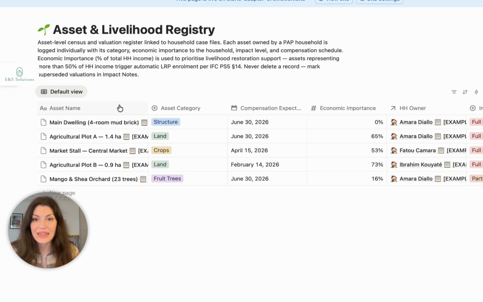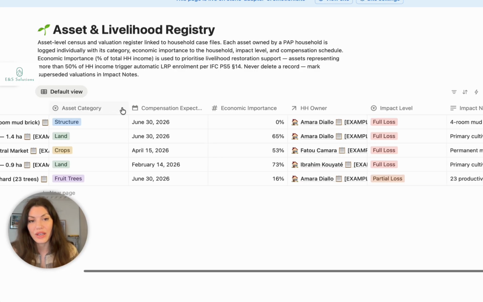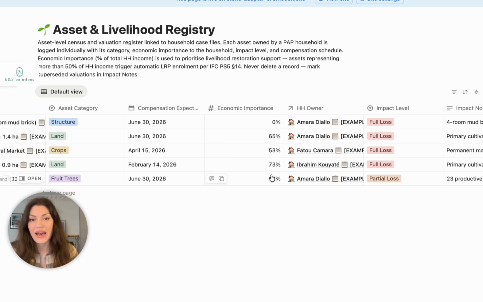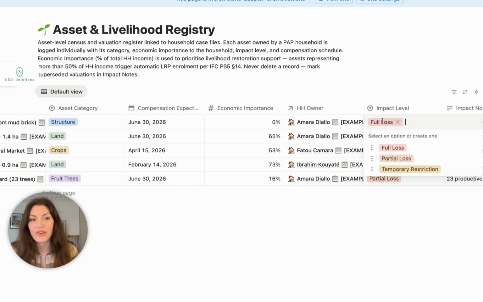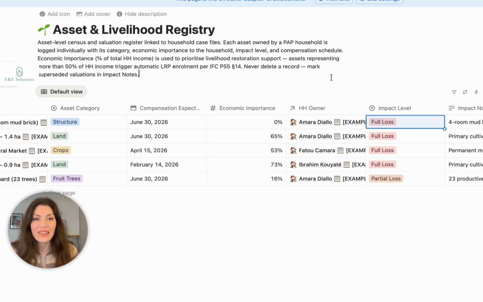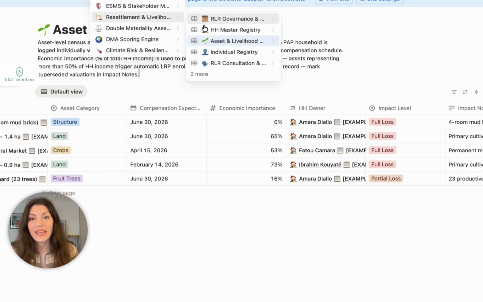We also have the Asset and Livelihood Registry, which is usually the most confusing spreadsheet of all, especially if you have a large number of affected people. You can add the name of the asset, the category. Most importantly, you can also add the economic importance, which we have specified as the percentage of their total household income. You can also have the notes here, whether the loss is full, partial, temporary, or permanent, and connected to the household.